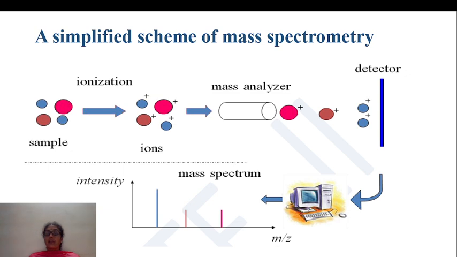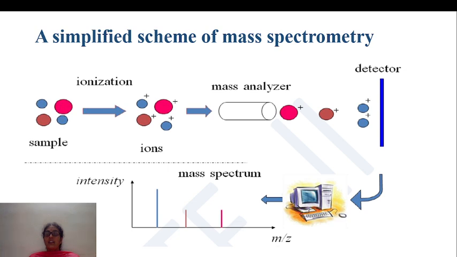Next, these ions are passed to the mass analyzer. The mass analyzer separates the ions based on their mass. Here you can observe the different colors of the dots, purple and blue, which means that based on their charge and mass, the ions are separated. The low molecular weight ions move faster than the high mass ions. Finally, a detector is connected, which detects the ions based on their size and charge.